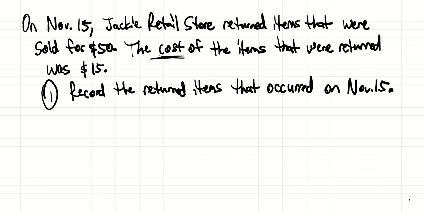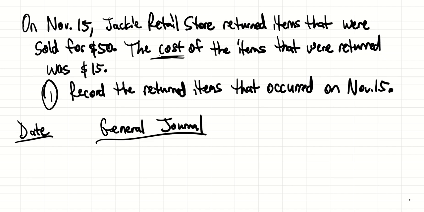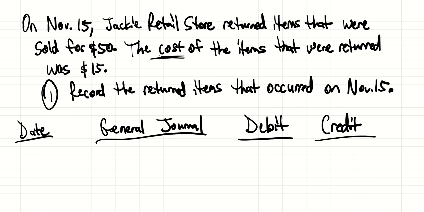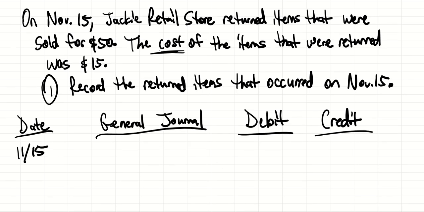So whenever a return happens, they're going to also have to make an adjustment to the revenue that was recognized, and also make an adjustment to the expense that was recognized, in real time. So setting the general journal up, we're going to put on here date, general journal, debit, and credit. First thing we need to do is put in the date, 11/15, and make the adjustment to the revenue account.